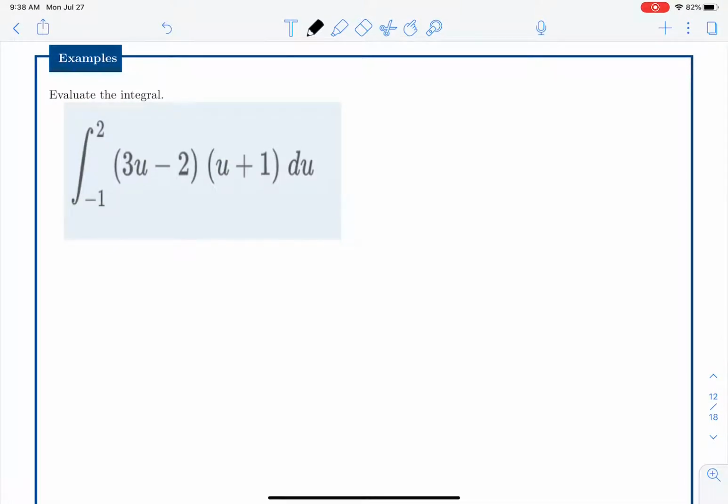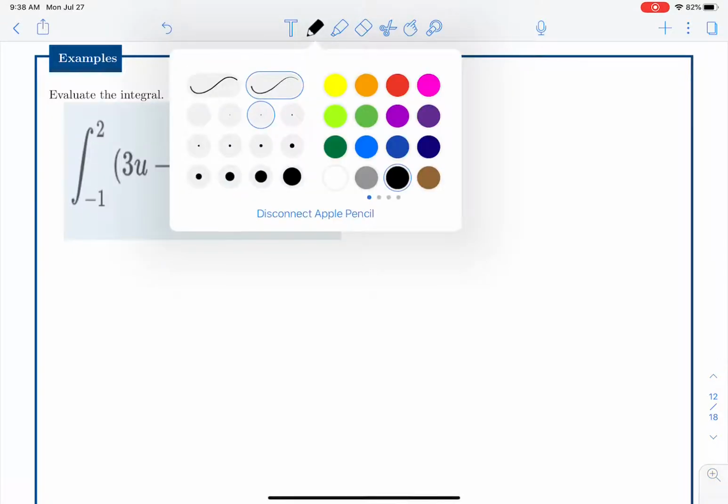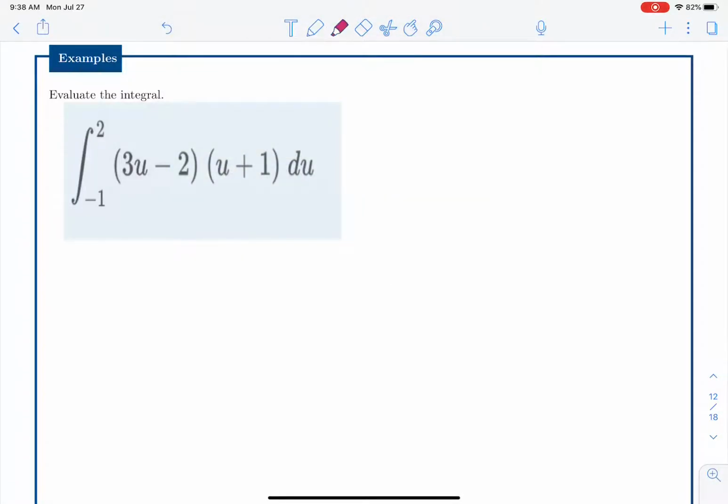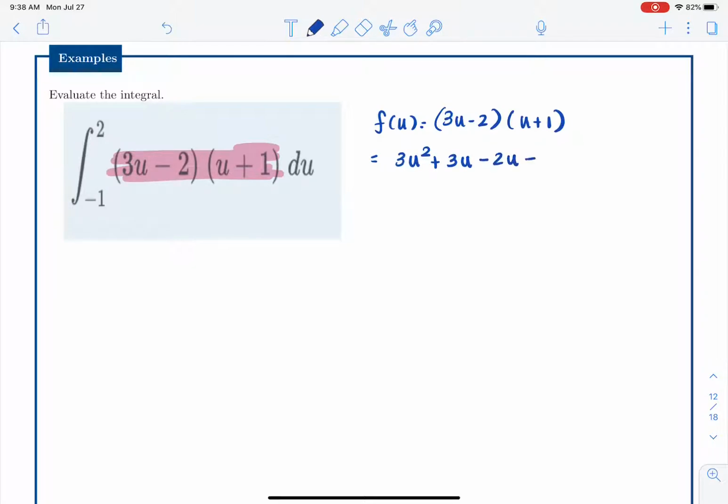So here is another example. We're going to do this just by using the fundamental theorem of calculus. So what we start with is the function f of u, which is right here. f of u is 3u minus 2 multiplied by u plus 1, which would give us 3u squared plus 3u minus 2u minus 2, so 3u squared plus u minus 2.